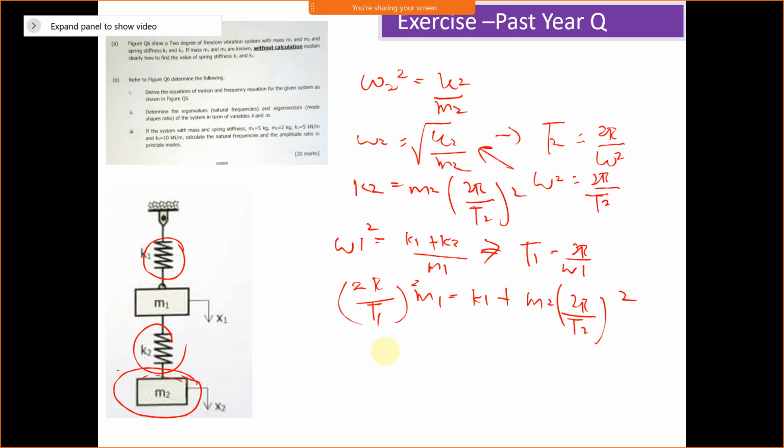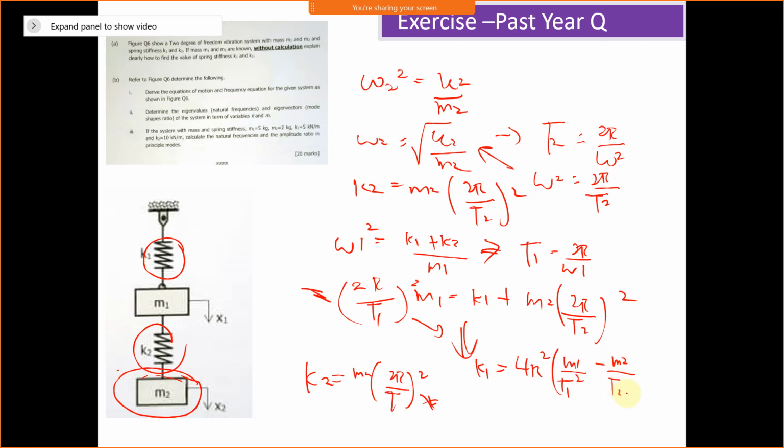Okay, so dari situ derivekan lagi dan kita akan dapat our spring stiffness in terms of T. Alright, first adalah K2, of course kita akan dapat M2 2 pi over T2 square. Tapi untuk K1, kita differentiate, kita simplifykan dia dan kita akan dapat 4 pi square M1 over T1 square minus M2 over T2 square. So that is our answer. Okay, itu je.